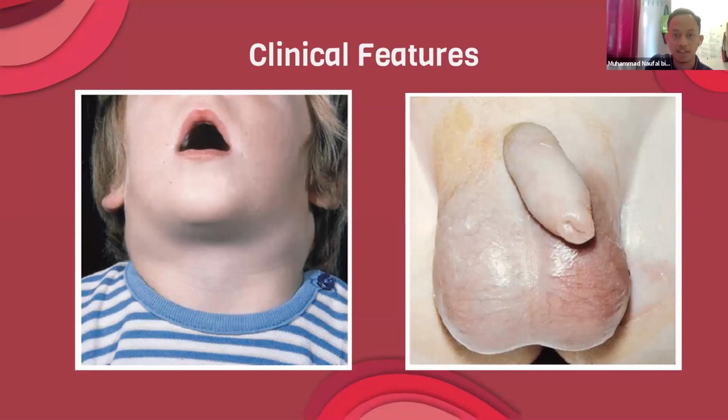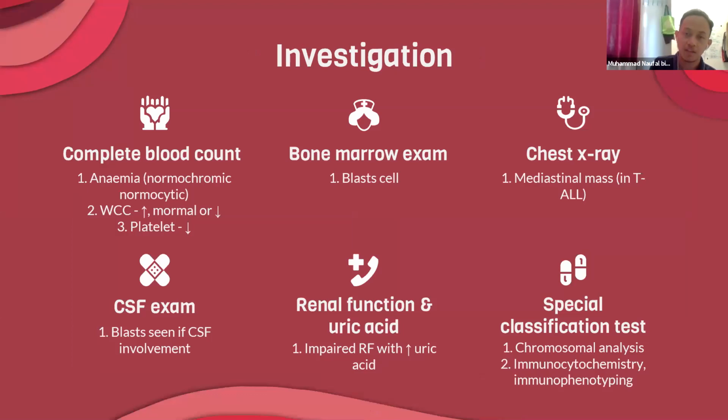Okay. So next, in terms of investigation, we can do complete blood count. In the complete blood count, the patient will have anemia, which is normochromic normocytic. And for the white cell count, it can be increased, normal or reduced, and the platelet will be reduced, which is thrombocytopenia. And in the blood film, the blast may be present.